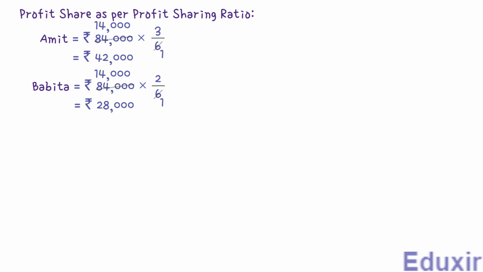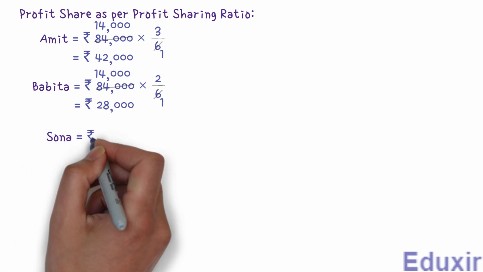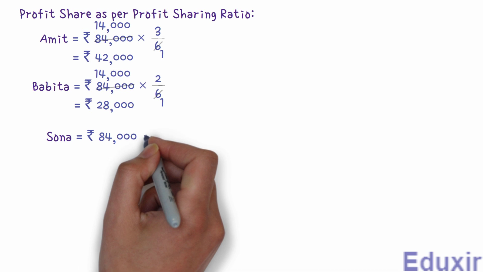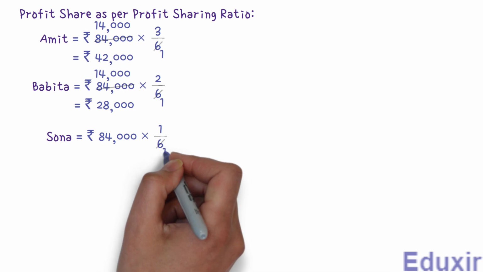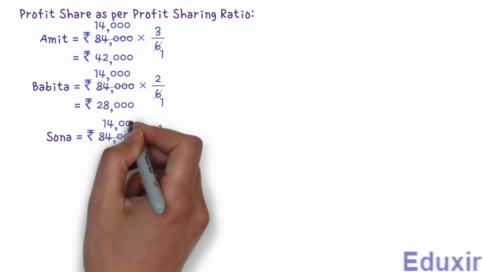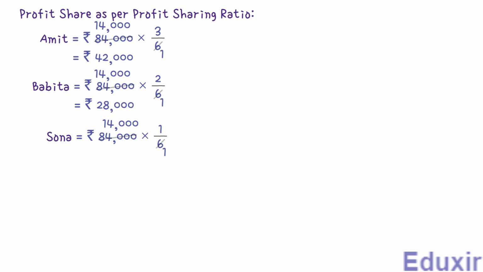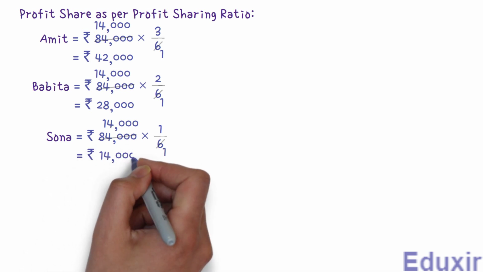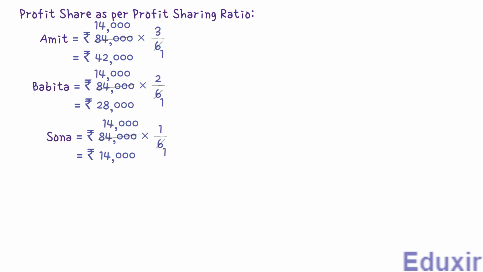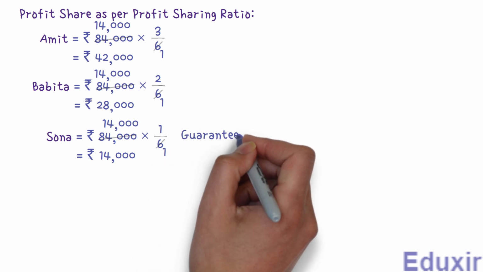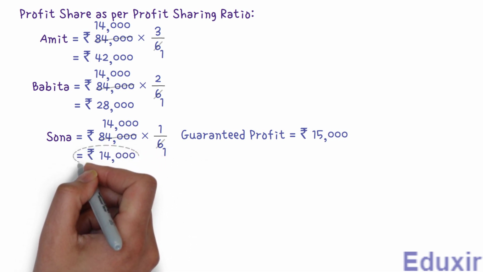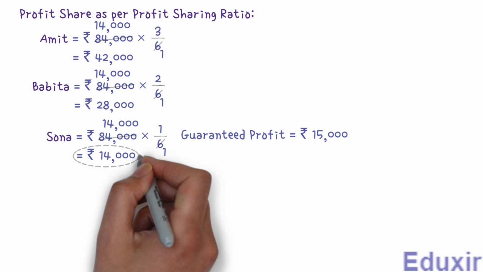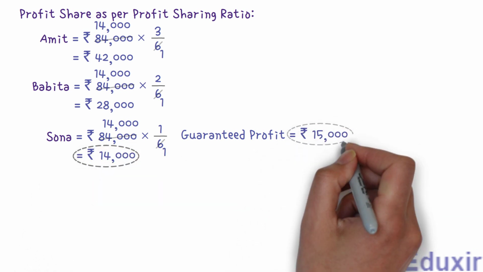Now, the profit share of the partner Sona is equal to the total distributable profit amount of 84,000 rupees multiplied with her profit sharing ratio 1/6. Cancelling with 6, 6 ones are 6, 14,000 are. The resulting value of this calculation is 14,000 rupees. This is the share of profit for the partner Sona. But it is given in the problem that the partner Sona should get a guaranteed profit amount of 15,000 rupees. But as per the profit sharing ratio, we are getting her share of profit as 14,000 rupees. Now, this 14,000 rupees is less than 15,000 rupees, right?